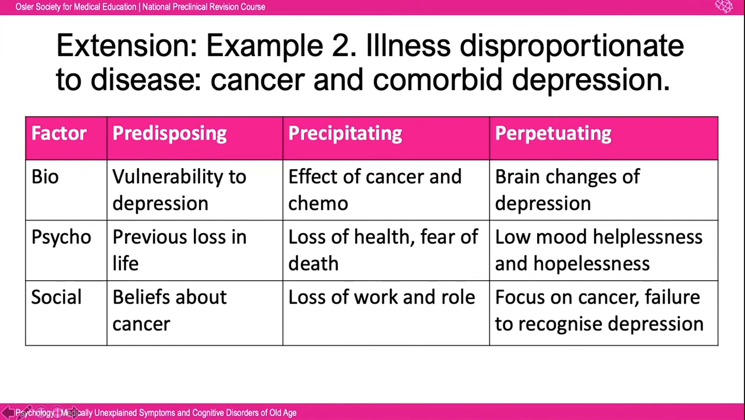And this is a further example, which describes depression after successful cancer therapy, and it illustrates how illness disproportionate to disease can be considered using the same formulation. Disproportionate illness in people with disease is when individuals have symptoms to an extent not adequately explained by the level of underlying physical disease. This is thought to occur in about 30% of cases.